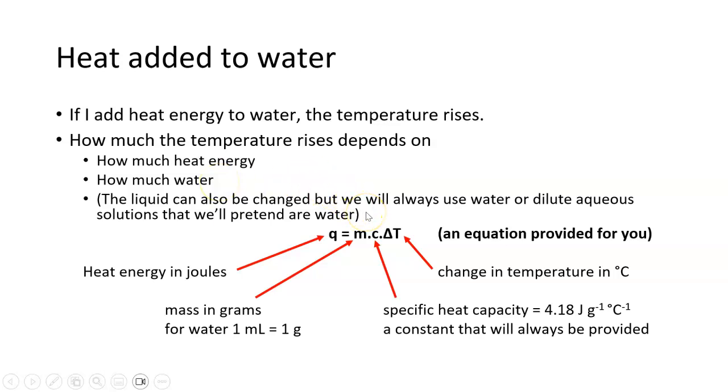The liquid can also be changed, but we will always use water or a dilute aqueous solution that will pretend as water. This formula here will always be provided for you. Q is the heat energy in joules. M is the mass in grams for the water. Note for water, 1 milliliter is the same as 1 gram. C is a specific heat capacity constant, 4.18 joules per gram per degree Celsius. That constant will always be provided for you, and delta T is the change in temperature.